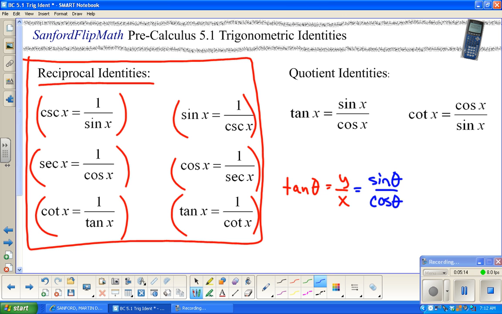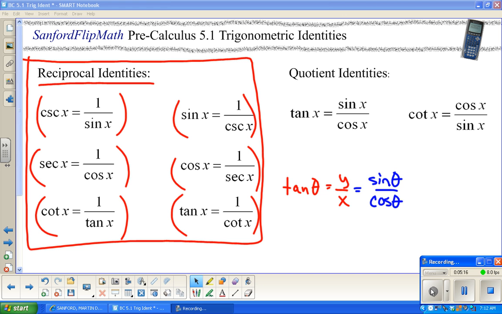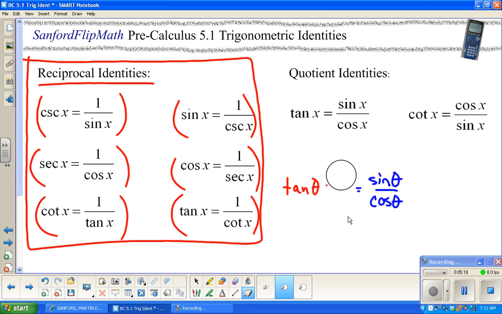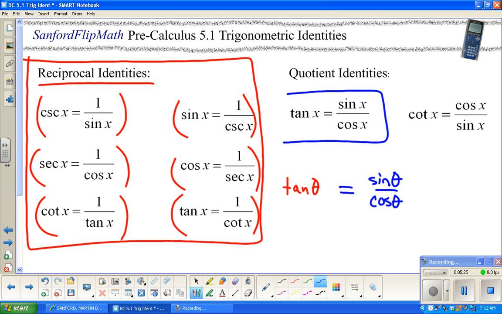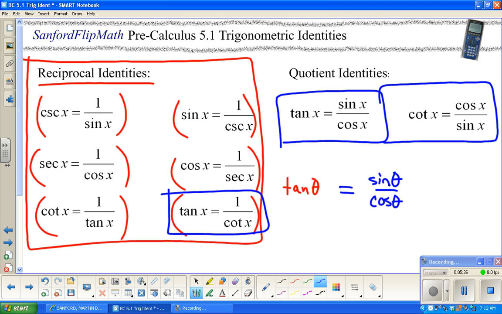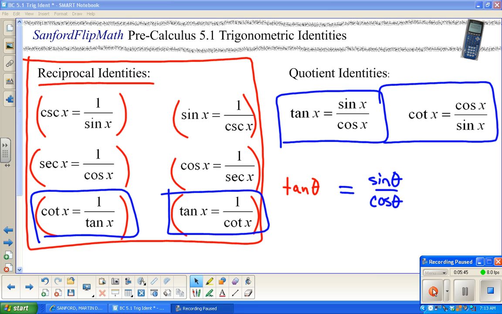All of this comes from the unit circle. So basically, by transitive property, we could take out that little middleman there and say that tangent is equal to sine over cosine. Because it's written as division, this is called a quotient identity. Similarly, it's reciprocal. You already know that tangent is 1 over cotangent, and cotangent is 1 over tangent, but cotangent is also cosine over sine. Again, the reciprocal of tangent.